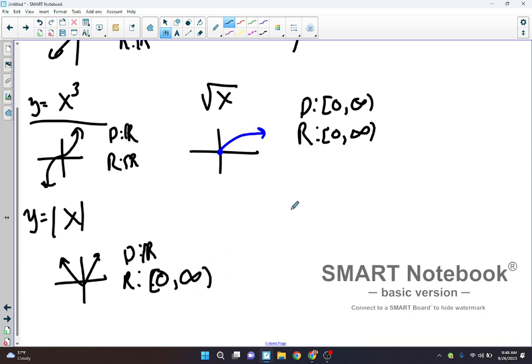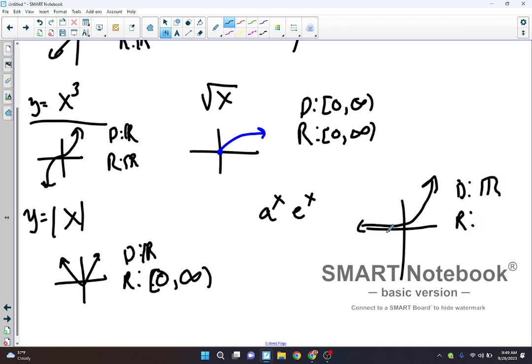Soft bracket. We have exponentials. So let's say a to the x. This is the same thing as e to the x. So with exponentials, you have a curve that goes along 0 and then shoots straight up. In that case, the domain is all reals, while the range is going to be from a soft bracket 0 to infinity. Remember, vertical shifts shift the range, horizontal shifts shift the domain. But if your domain is all reals, it doesn't shift.